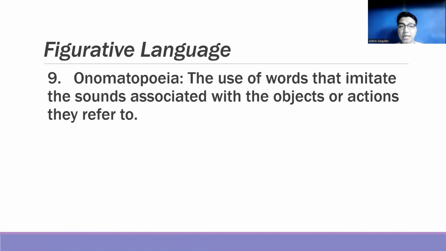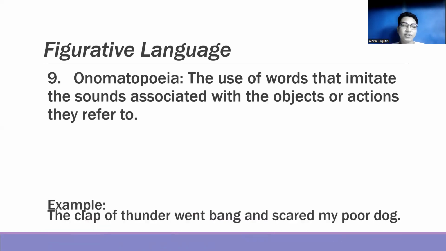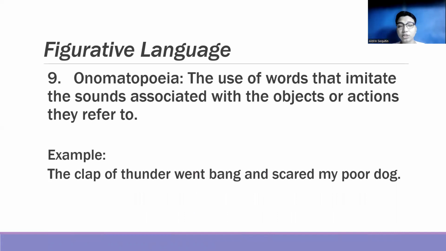Next is onomatopoeia. Onomatopoeia is the use of words that imitate the sounds associated with the objects or actions they refer to. So meaning, the words we are using here represent the sounds, or represent the action that they wanted to imply. For example, the clap of thunder went bang and scared my dog. So in here, the word bang is an onomatopoeia.